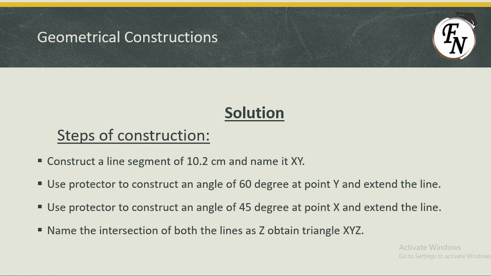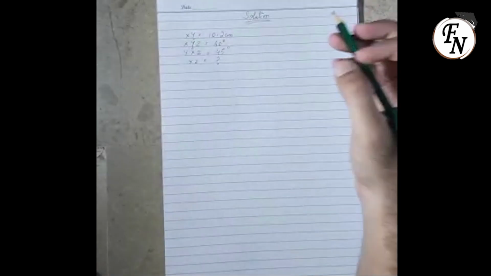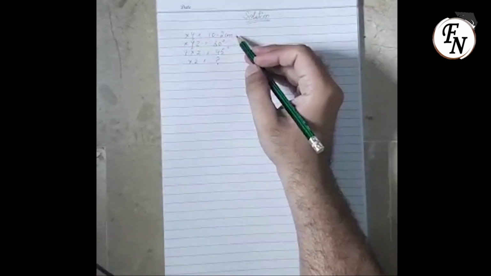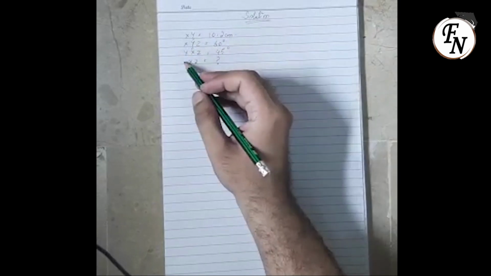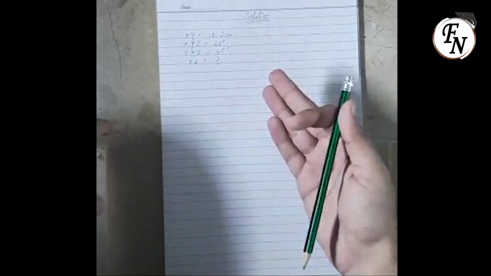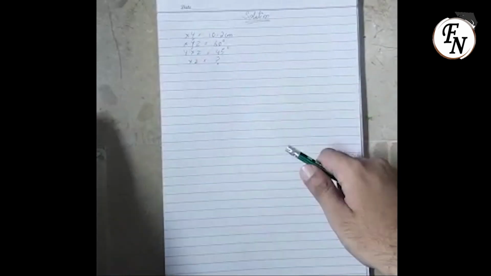Now let me show you how I will draw this triangle on a piece of paper, and then we will talk about the answer. So I have copied down the data, that is XY is equal to 10.2 centimeter, XYZ is 60 degrees, YXZ is 45 degrees. So now we have two angles and one side given.